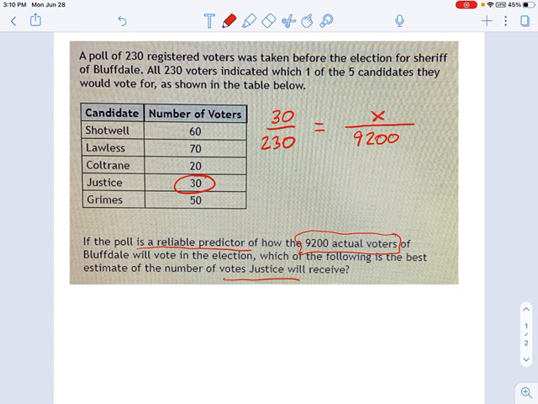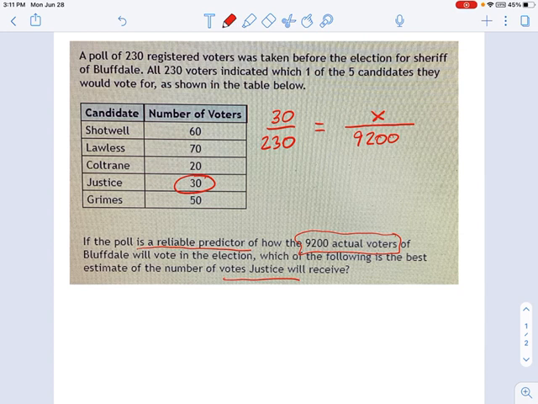30 over 230, right? That's a percentage. Let me just see what that is here. 30 over 230. Yeah, that's terrible. That's like 13%. We're going to say that in the actual election, Justice gets 13% of the vote. So in other words, 13% of 9,200. So if we multiply 13% times 9,200, you're going to get about 1,200 votes.